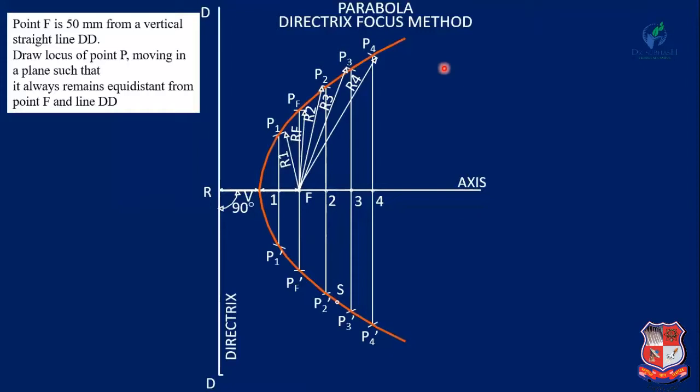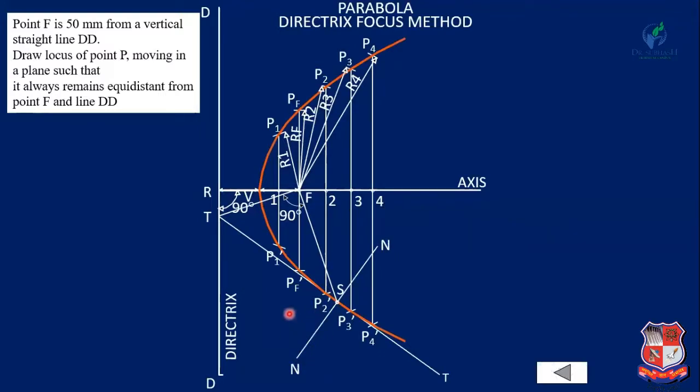Now if you want to draw a tangent and normal at point S on this parabola, then first of all join S with the focus and draw a line which is perpendicular to this line SF. Okay, so the intersection point with the directrix is T. Now join TS. So it is our tangent, and from point S draw a line perpendicular to the tangent, and it is known as the normal.